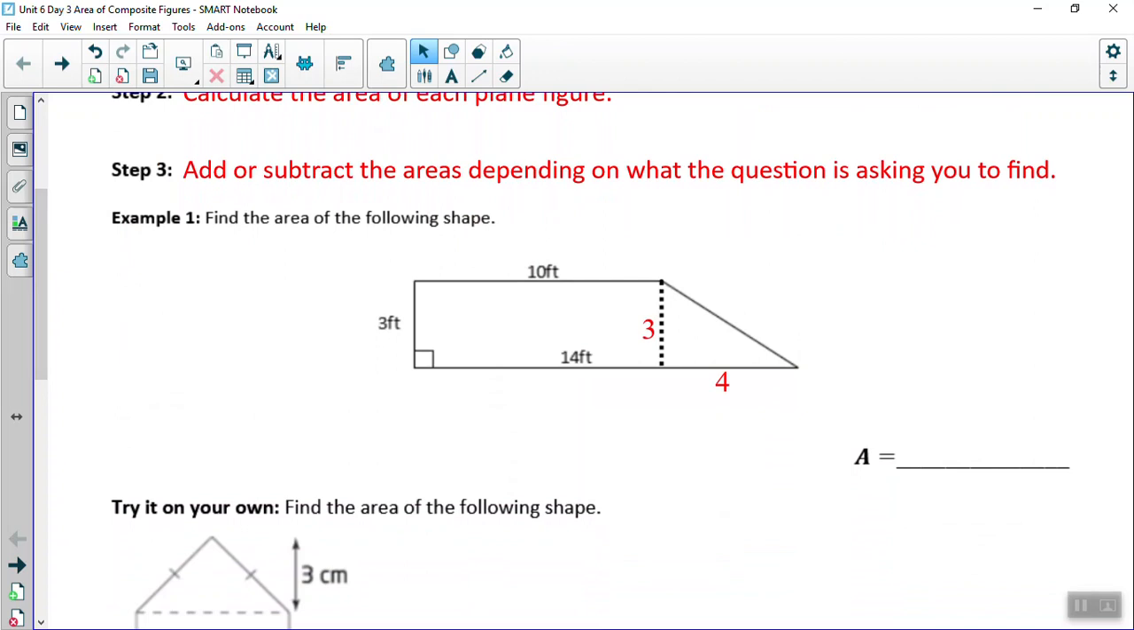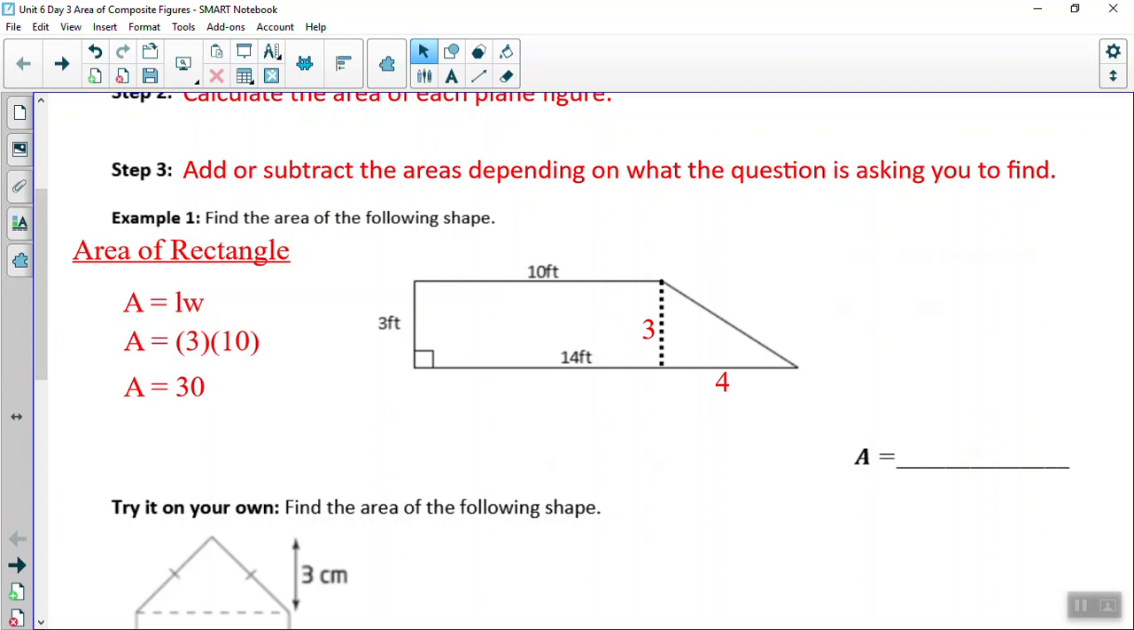Alright, so now I can go ahead and find the different areas. I'm going to start with this rectangle. So be careful when you do the rectangle, okay? The formula is length times width, but we need to make sure we're using the right numbers. So the rectangle is this 10 by 3. Remember that 14 is the entire bottom beyond the rectangle, so we only want the lengths that match up with the rectangle itself. So 10 times 3 will give us 30.